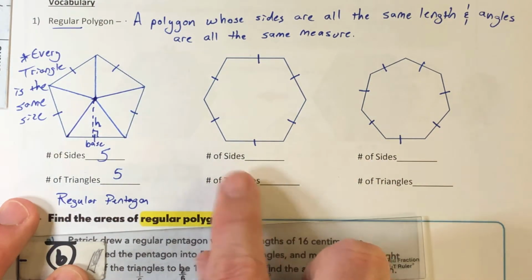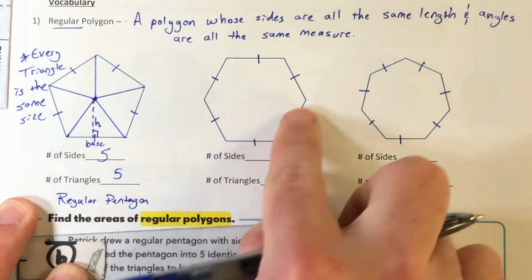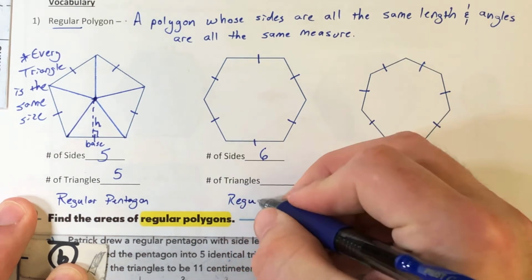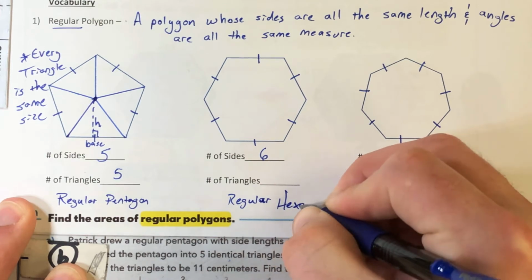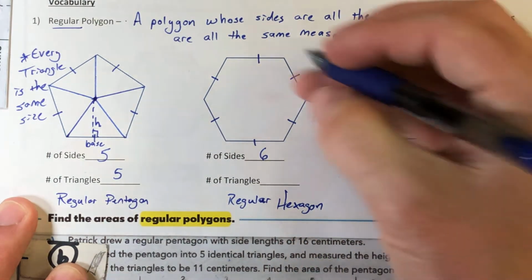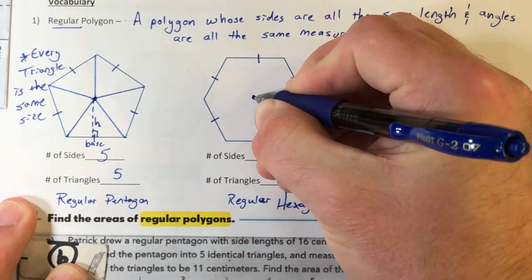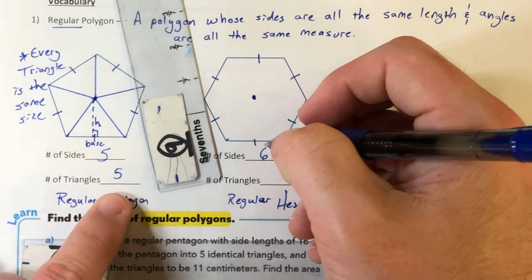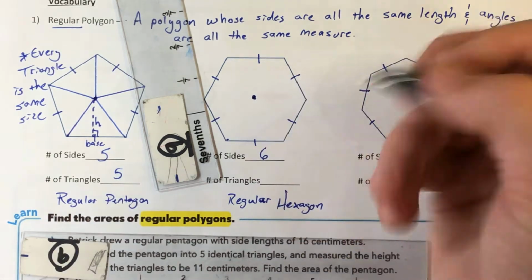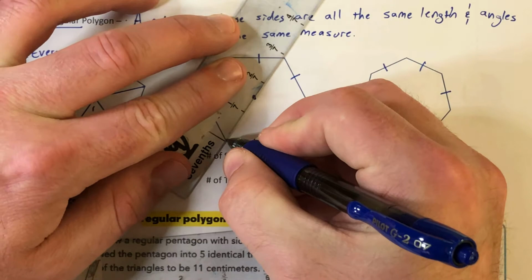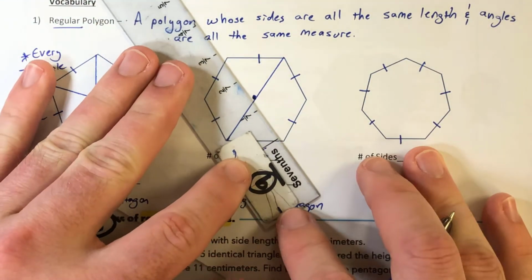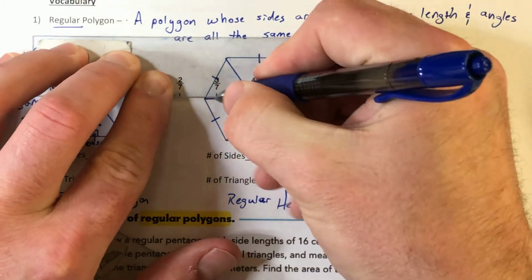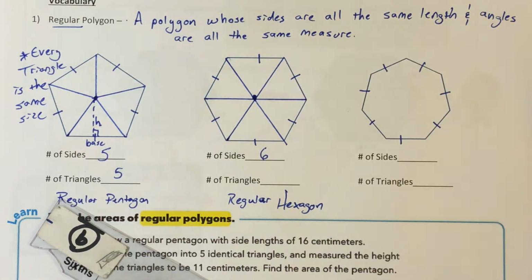Okay, now the next. So how many sides does this regular polygon have? It has 6 sides. What would we call this? We would call it a regular hexagon. If I split it into triangles, they would all have the same area. Let's see, how many triangles do I think I would get? Well, the first one had 5 sides, and we were able to split it into 5 triangles. Let's see if this will be split into 6 triangles since it had 6 sides. My center point was slightly off. And the minimum number of triangles we can split it into is 6.